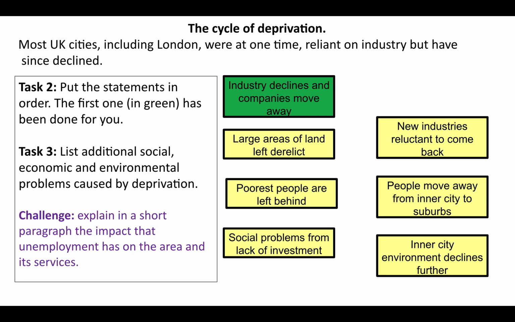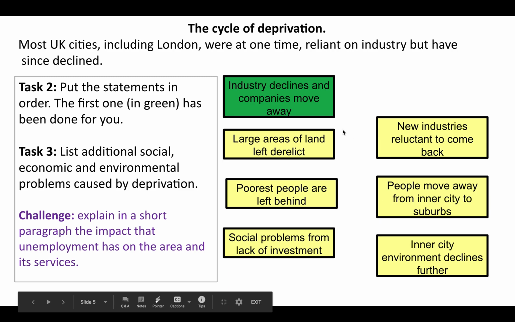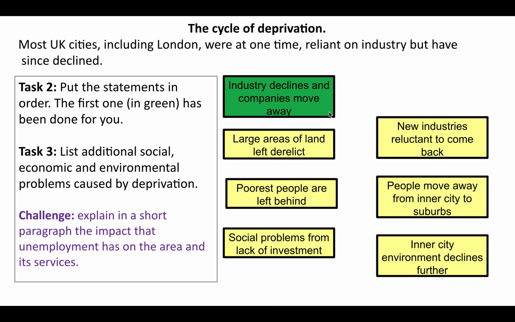So what we're saying is, these statements here, they go in kind of a circular pattern. I'm going to ask you to put them in the right order, but I want you to bear in mind that if this green statement up here is the first statement, then the last statement is going to lead to more of this thing up here. So the industry declining and the companies moving away, that last thing needs to lead back to this. I'll show you on your worksheet.